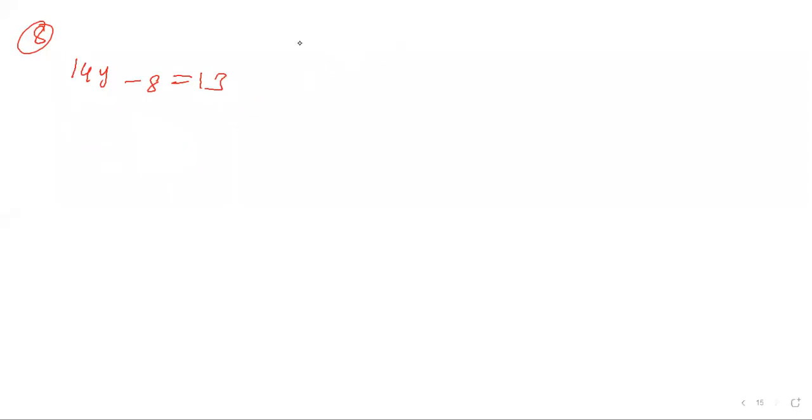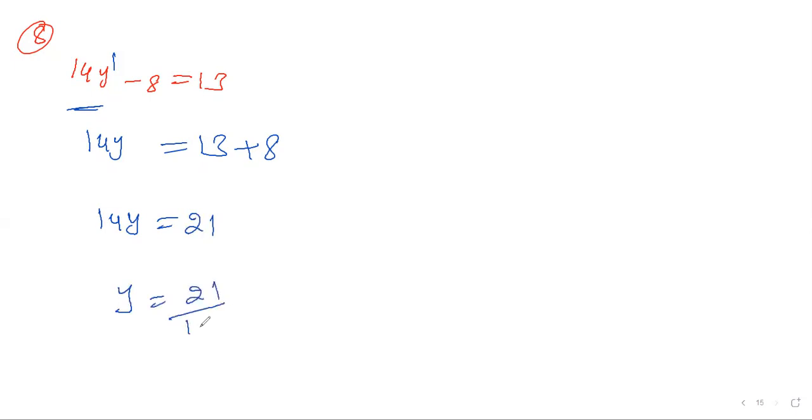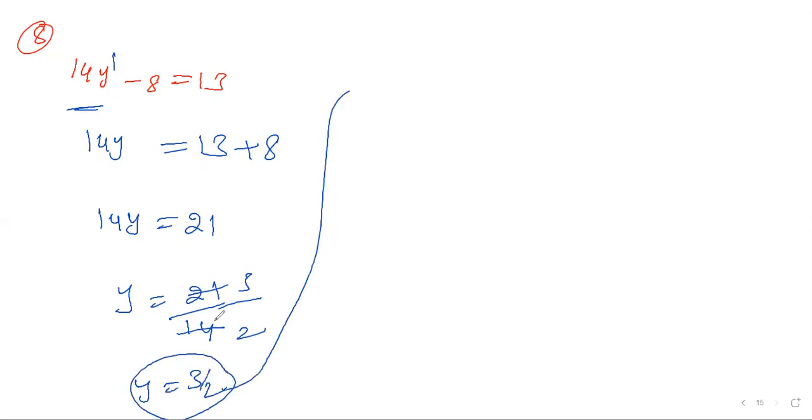14y minus 8 is equal to 13. Keep 14y on the left side, is equal to 13, and since there is minus 8, you add plus 8. So 14y is equal to 13 plus 8, which is 21. So y is equal to 21 by 14. If you simplify, 7 twos are 14, 7 threes are 21, so the answer is y is equal to 3 by 2. If you want to go for the check process, you can check it. Okay, clear.